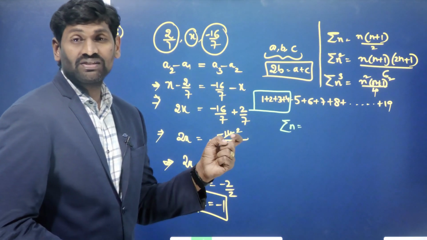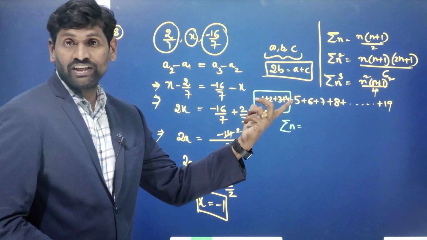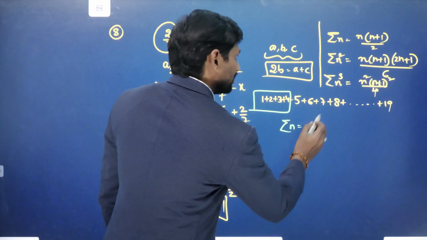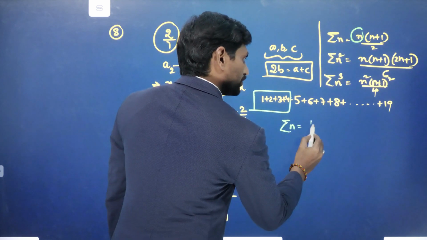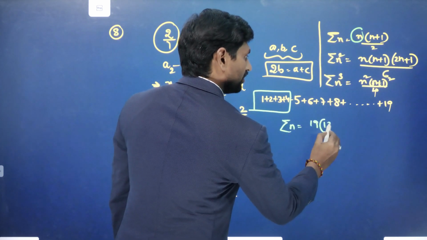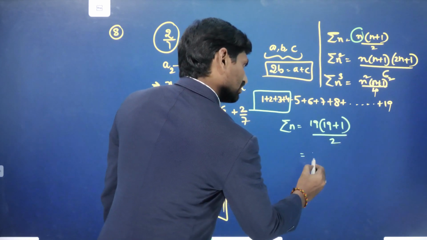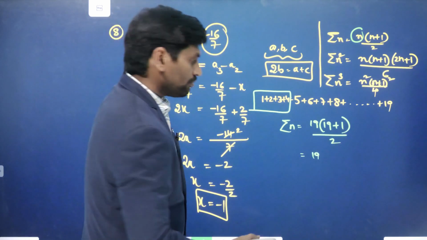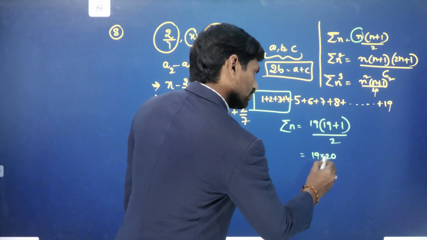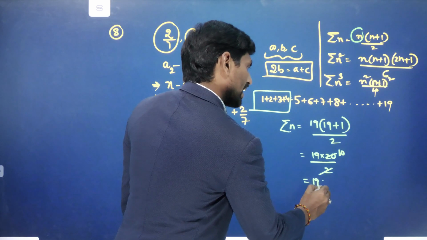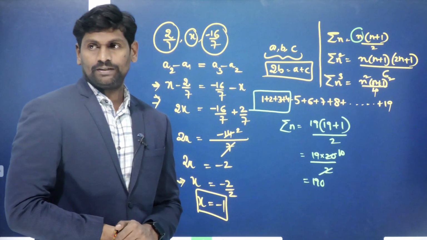Here n means how many numbers there are. For 20 numbers it would be 20 into 20 plus 1. Same way here, 19 numbers, so in the place of n, substitute 19: 19 into 19 plus 1 by 2. 19 plus 1 is 20, 20 by 2 is 10, and 19 into 10 is 190.